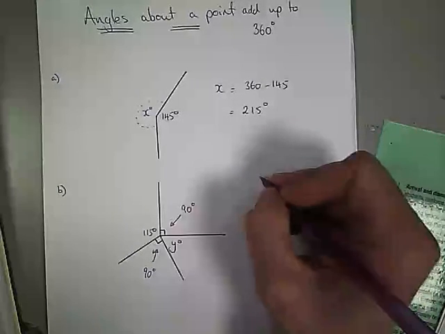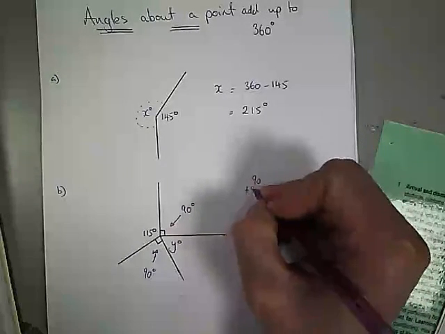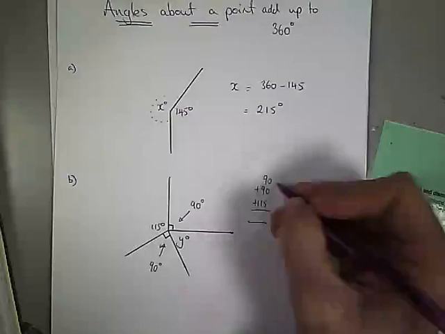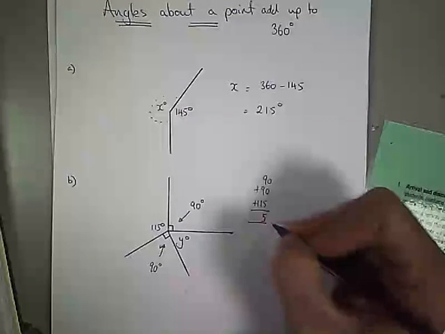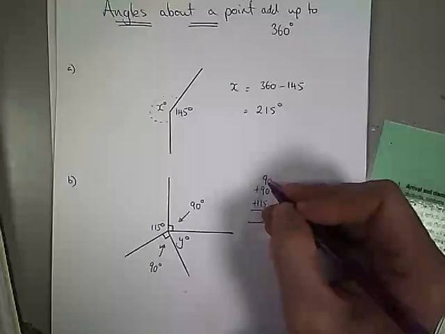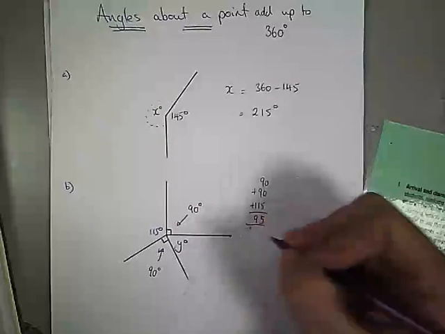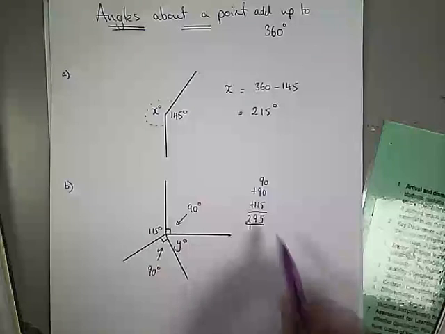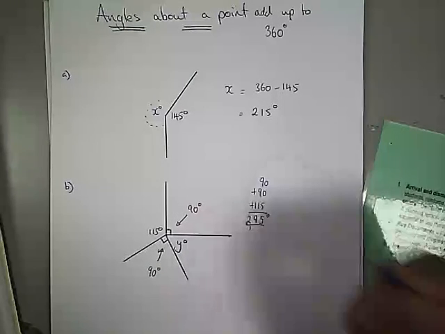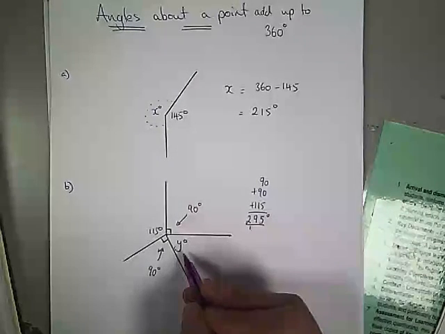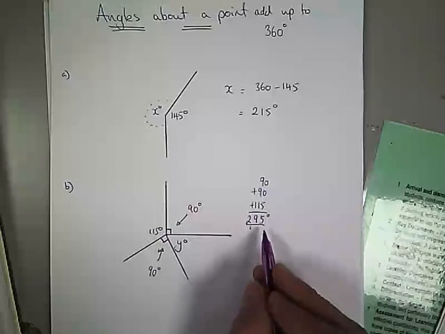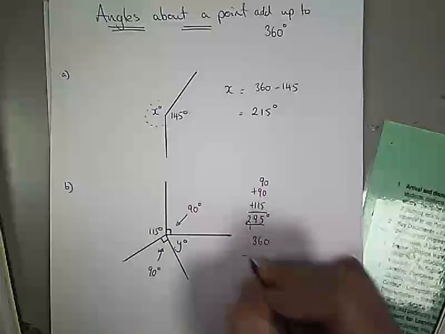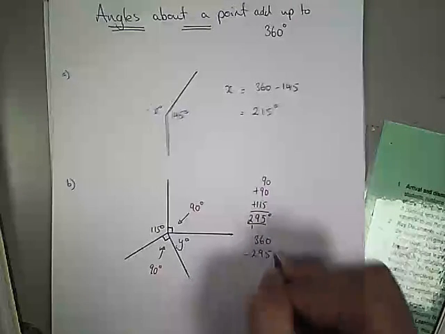So 90 plus 90 plus 115. 0, 0 and 5 gets me 5, 9 and 1 gets me 10, plus the other 9 gets me 19, carry the 1 over, 1 plus 1 is 2. So those three angles add up to 295 degrees. Now to work out my missing angle Y, I need to take this 295 away from 360. So 360 take away 295.